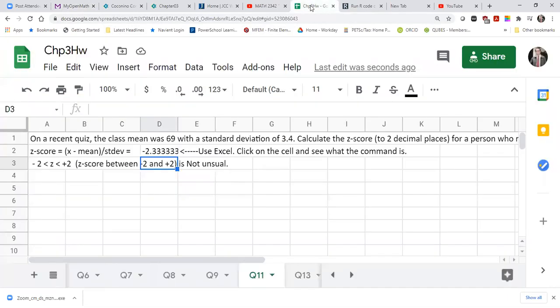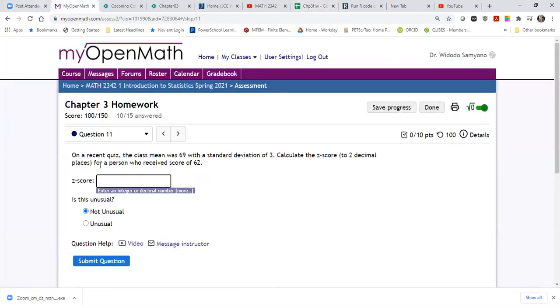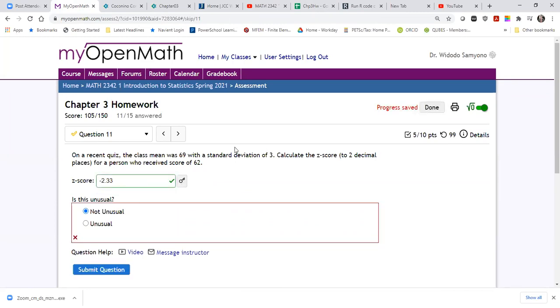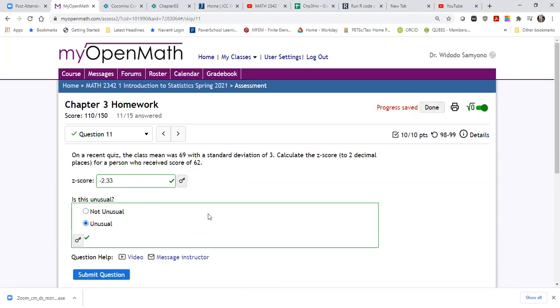Oh, you need to copy the value. Yeah. Okay. Control C, Control V. Two decimal places. So the answer will be this one, right? Oops. Oh, sorry. I think this one is on the left of the -2, right? Sorry. So the answer is unusual. Yes, negative 2.33 is outside of the interval between -2 and 2, right? It's on the left of -2 here, this one. So the answer is unusual.